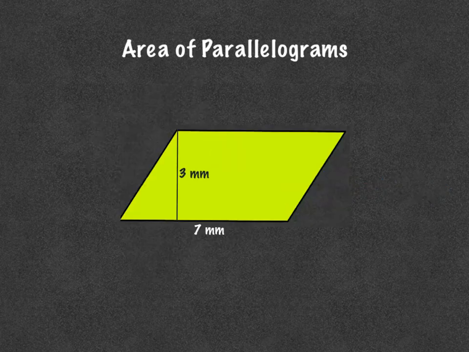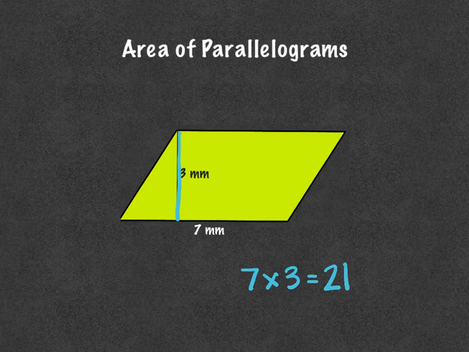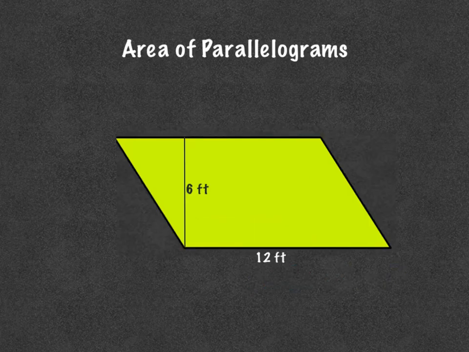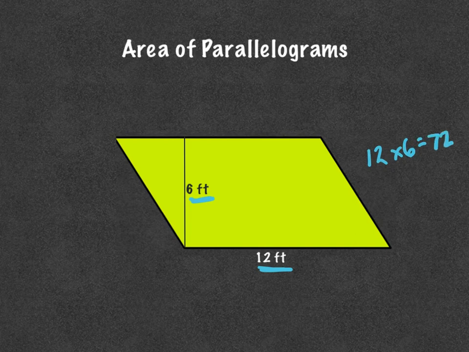Okay, next we have 7 as our base times 3 as our height, because remember our height is going to be from here to here. 21, and it's millimeters squared. Okay, now we have 12 and 6. So 12 times 6 would be 72. I'm running out of room. 72 feet squared.